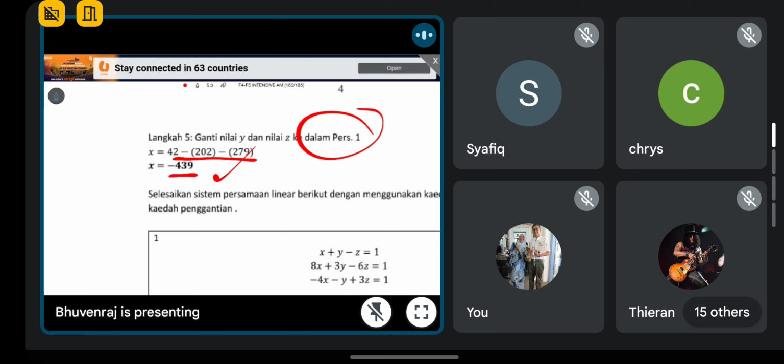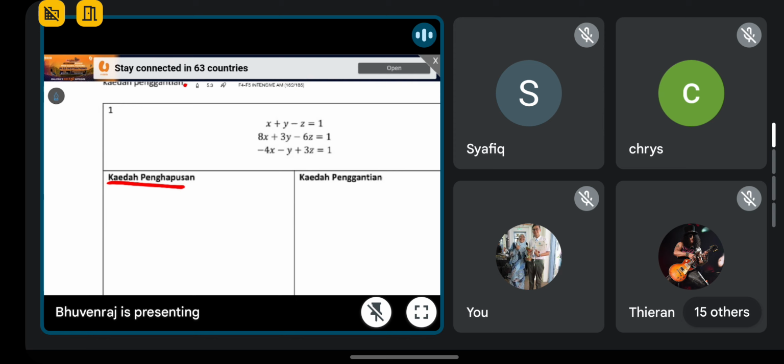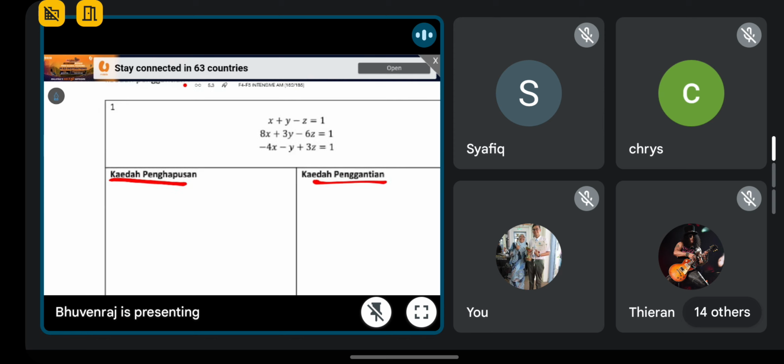Okay, so sekarang kita lihat contoh. Kita buat contoh satu soalan sama tapi guna kaedah berbeza. We try to see. Okay, yang ni, this one is elimination. This is substitution. So kita tengok elimination dulu. Macam mana nak selesaikan yang ni?